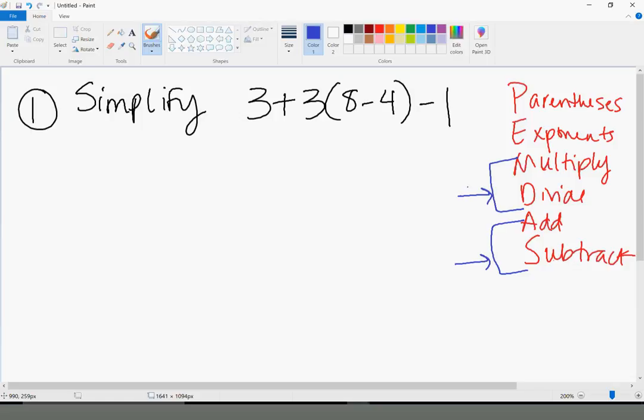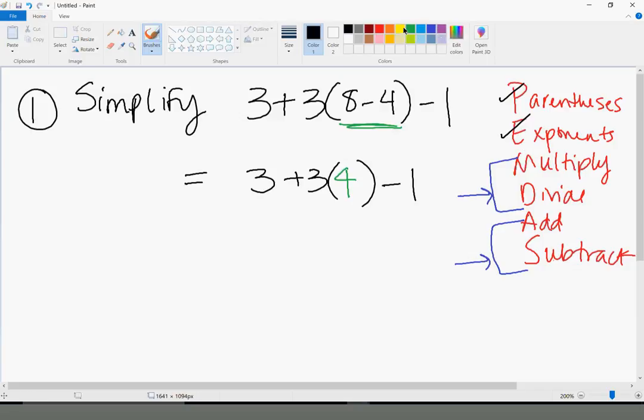So we have parentheses here. We have 8 minus 4 in parentheses, so we want to simplify that first. 8 minus 4 equals 4. And so I'm going to write everything else around that. Now I have 3 plus 3 times 4 minus 1. So now we've taken care of any parentheses. We do not have any exponents. So now we need to check for any multiplication or division.